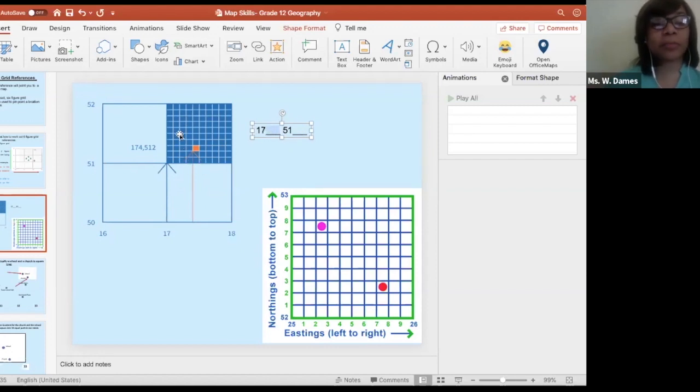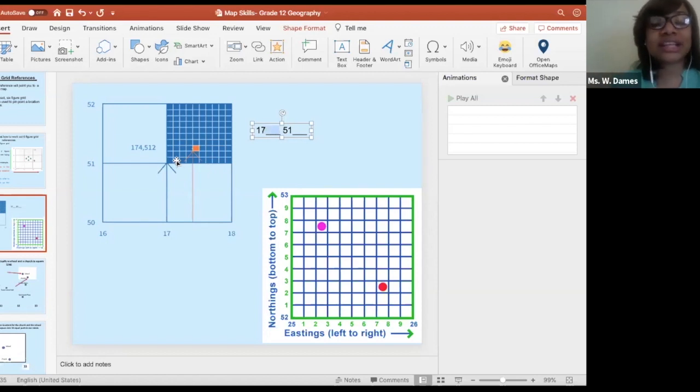So next, remember we said each one of these has 9 lines inside. So you're going to have your 1, 2, 3, 4, 5, 6, 7, 8, 9. You have 9 lines inside. Remember your eastings first. Don't forget that, guys. It's always your eastings first, your eastings lines going up and down.